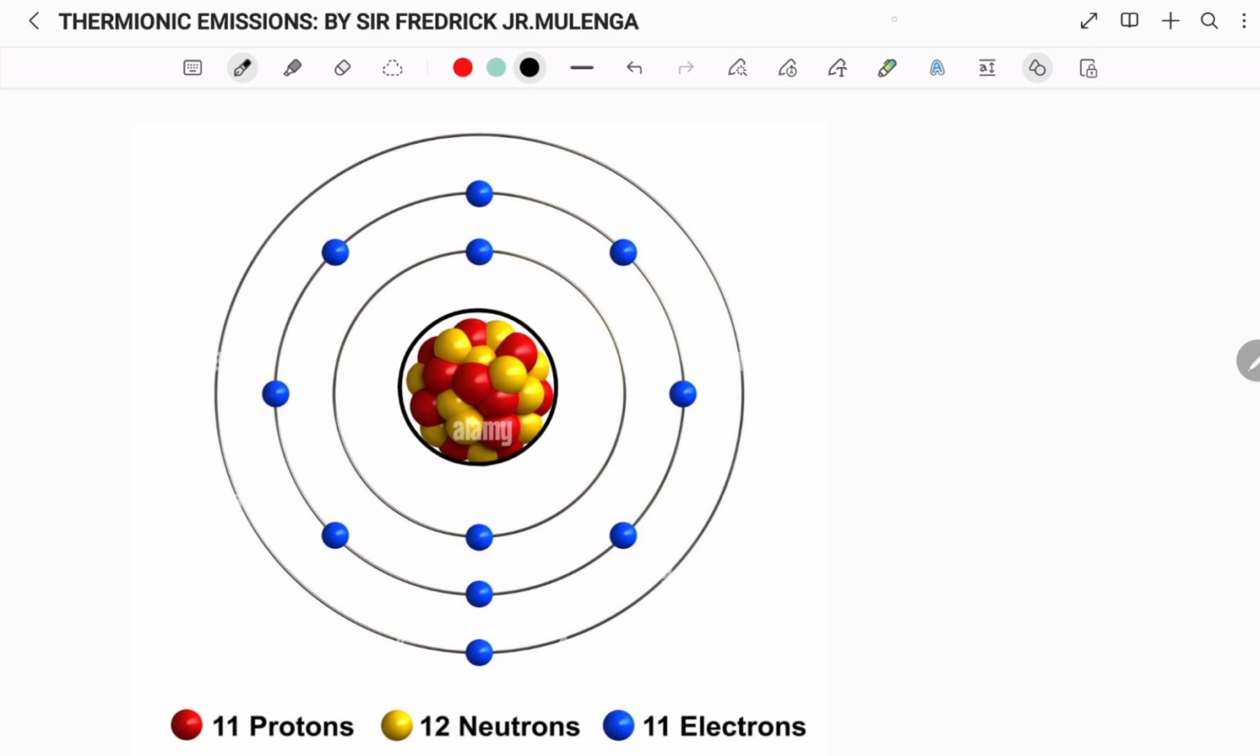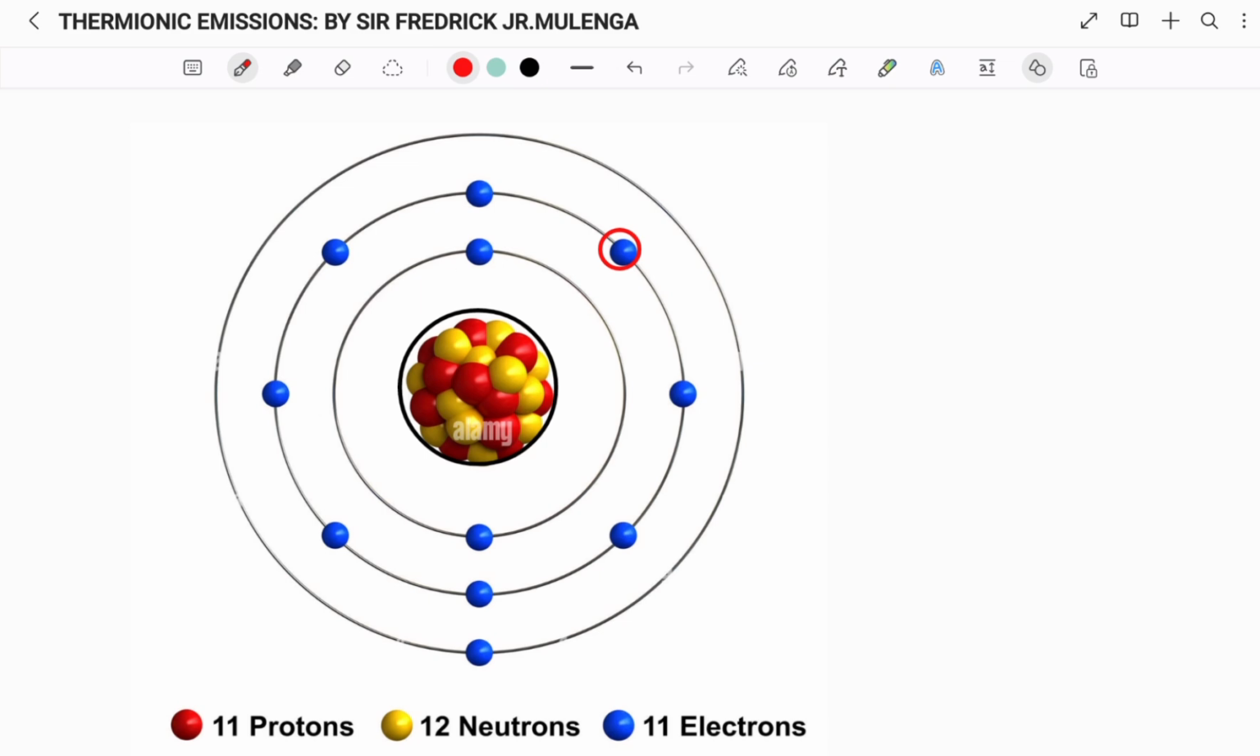But let's add a few things to what we learned. Since protons are positively charged and electrons are negatively charged, definitely there is a force of attraction between these particles that holds them inside an atom. But what if we add energy to this atom?